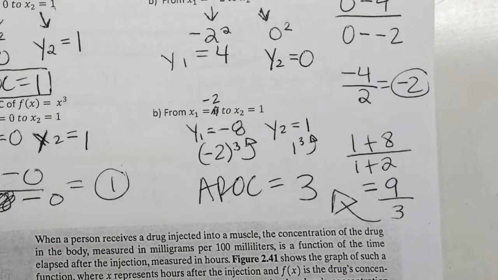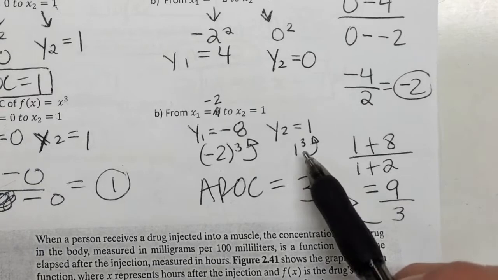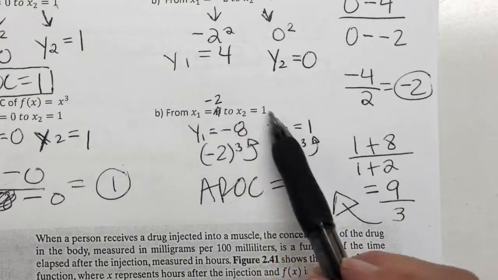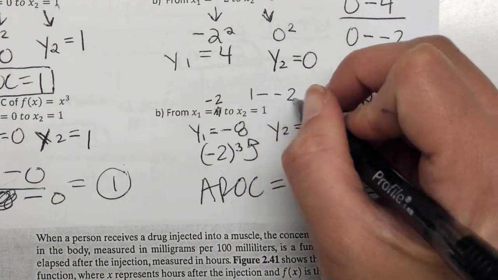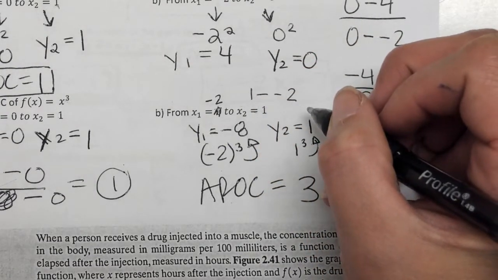Alright, questions about that? Yes. Where did I get 1 plus 2? She did 1 minus negative 2 on bottom because we're finding the change. But when you write 1 minus negative 2, what happens to those? Okay.